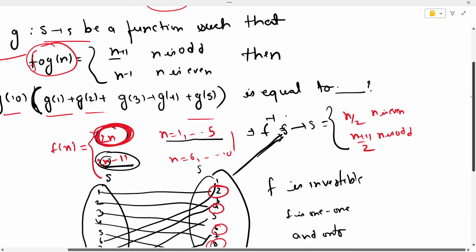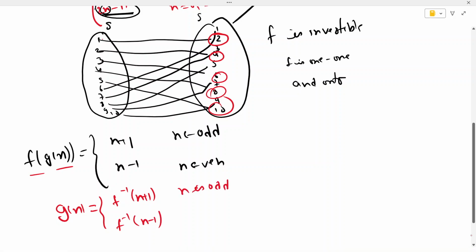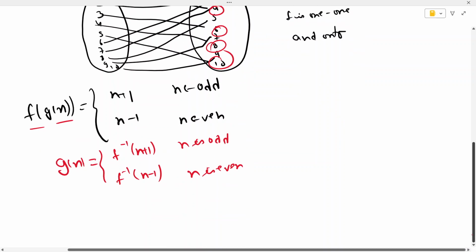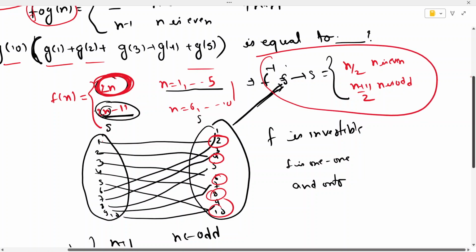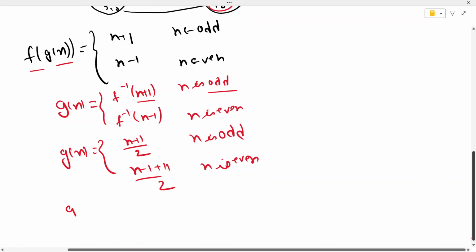So you have given this, and you got the invertibility of the function. You have f inverse. So g of n, what can you write? G of n is f inverse of n plus 1 when n is odd, and f inverse of n minus 1 when n is even. We know the invertibility of f when n is odd or even. So just substitute the value of f inverse. When n is odd, it is n plus 1 by 2, and when n is even, you substitute here. Now substituting, you get the required result: gn is n plus 1 by 2 when n is odd, and n plus 10 by 2 when n is even.